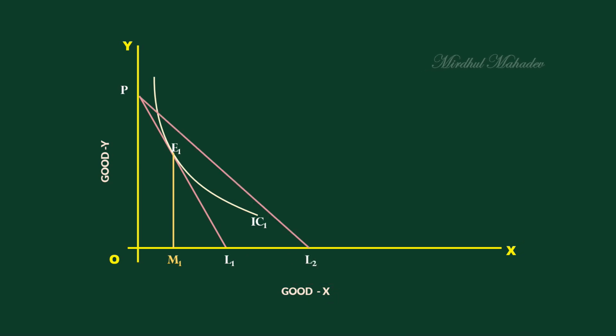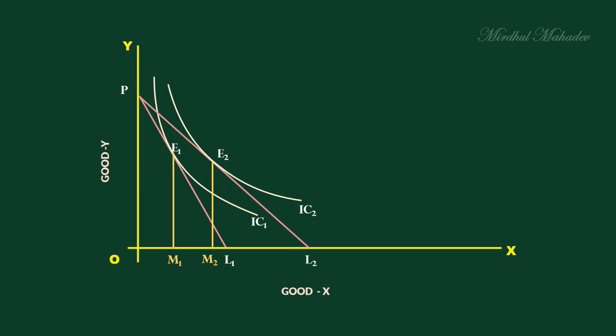The new price line is PL2. It is relatively flat. The consumer is in equilibrium at E2. He buys M2 units of good X. M2 is more than M1.